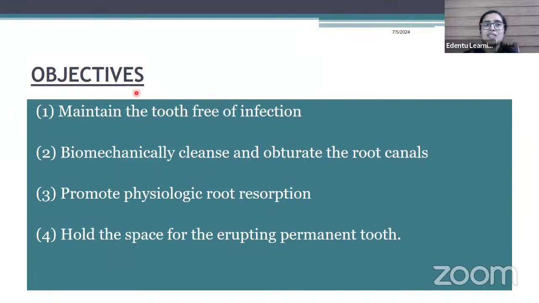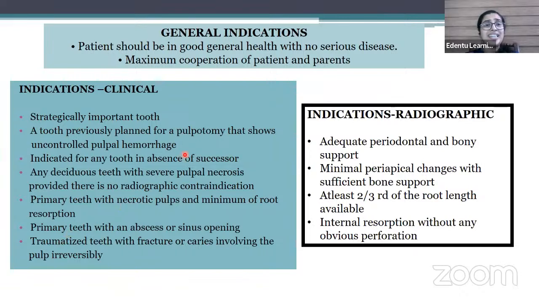Now heading on into the objectives of pulpectomy technique: to maintain the tooth free of infection, biomechanically cleanse as well as to obturate the root canals, promote the physiologic root resorption, and to hold the space for the erupting permanent tooth. Now talking about the indications, a very important area that you shouldn't miss from your examination point of view. So write the indications. For pulpectomy, we have the general indications in which the patient should be in good general health without any serious diseases, and the patient should have maximum cooperation.